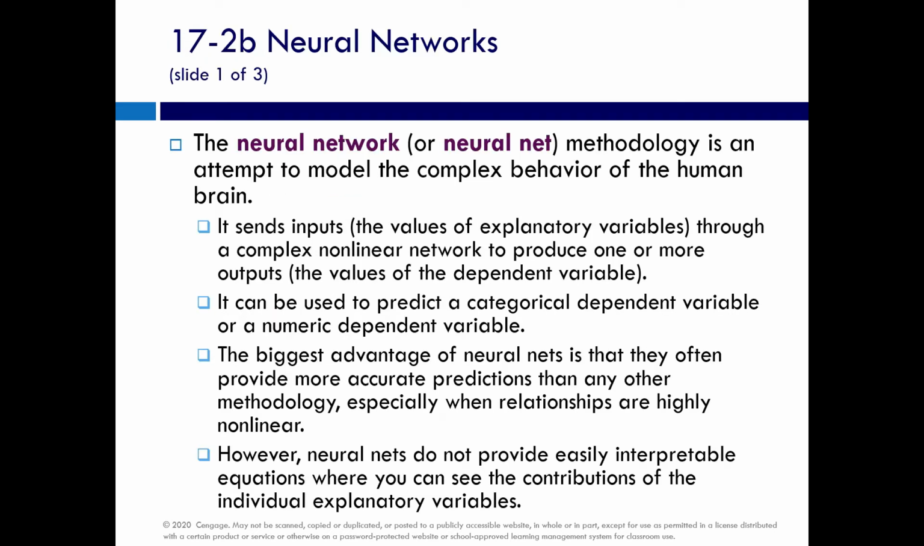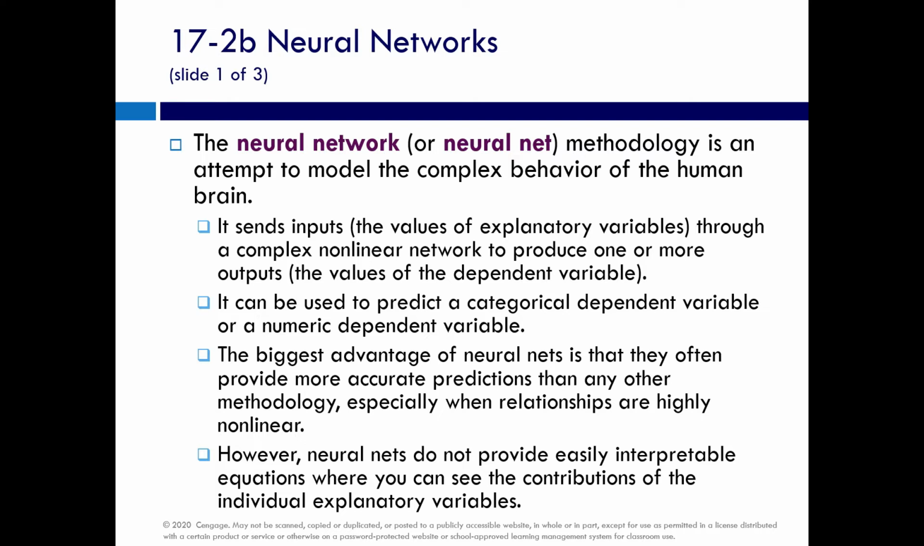The neural network methodology is an attempt to model the complex behavior of the human brain. It sends the input values of the explanatory variables through a complex nonlinear network to produce one of the outputs, the values of the dependent variable. It can be used to predict a categorical dependent variable or a numeric dependent variable.